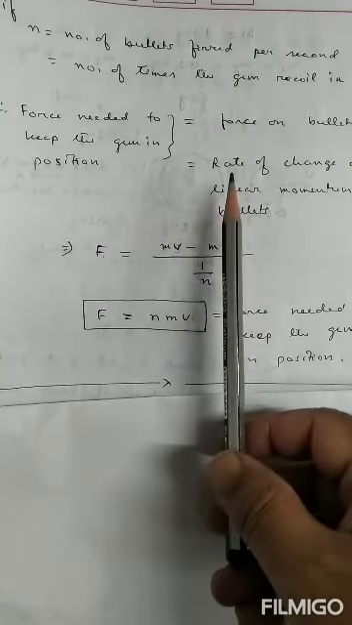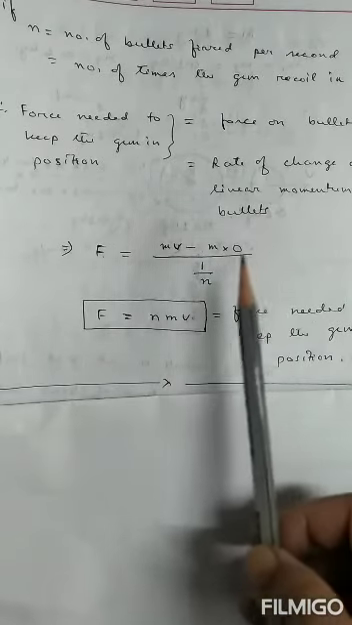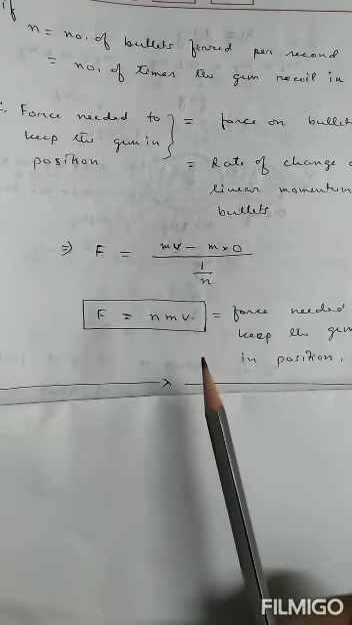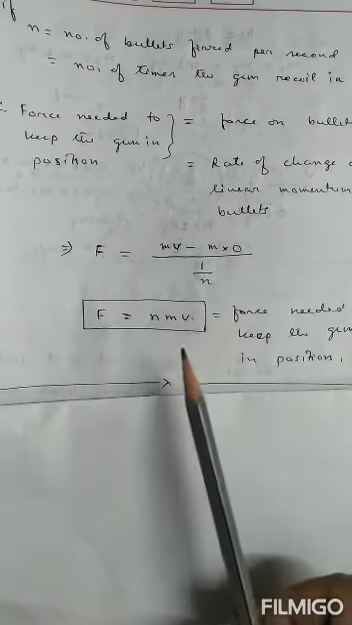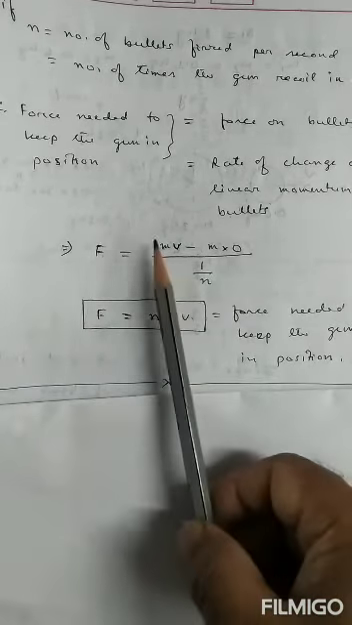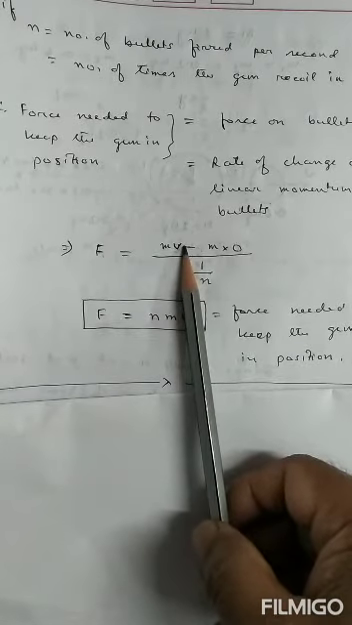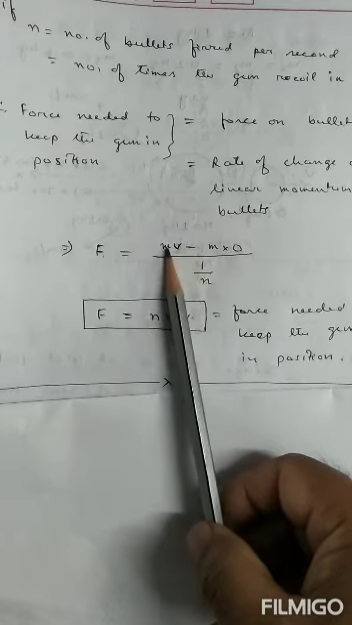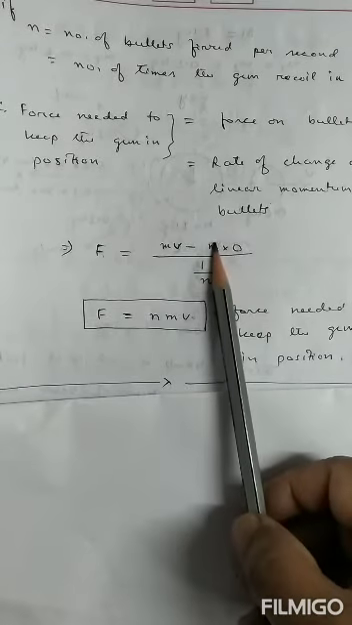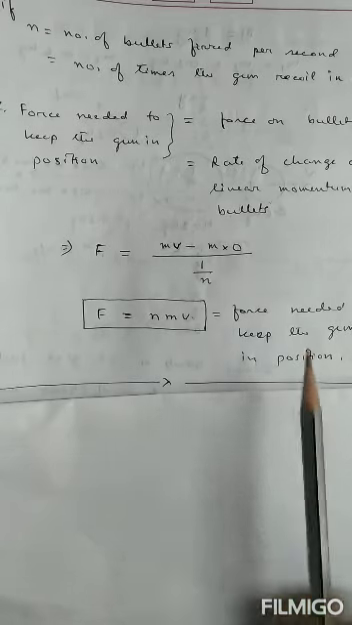Is it not? Therefore, the rate of change of linear momentum of the bullet is equal to the change of linear momentum of the bullet divided by the time for that change. What is the change of linear momentum of the bullet? Final momentum of the bullet minus initial momentum of the bullet. What is the final momentum? Small m, small v, where small v is the velocity of the bullet after firing and small m is the mass of the bullet. This gives you the final momentum of the bullet. Small m into 0 gives you the initial momentum of the bullet, because initially the bullet is at rest.